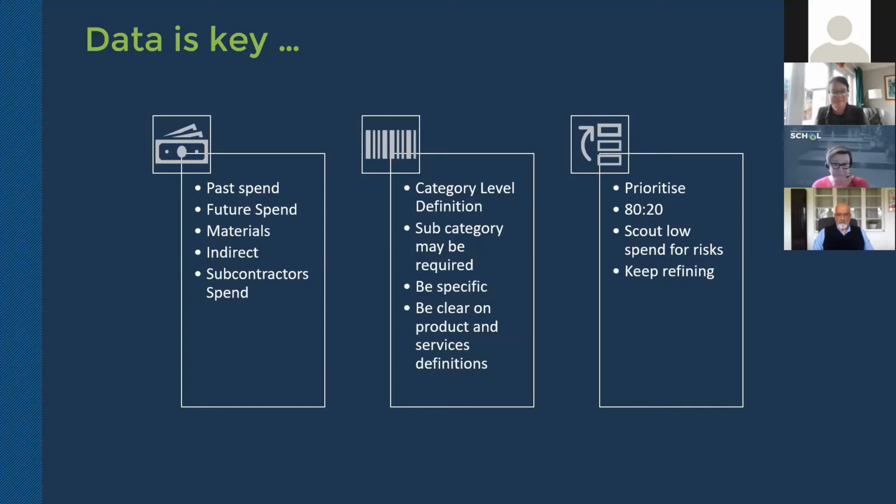So be specific, be really clear on the difference between products and services when you're putting that category together. Again, I've had experience working with clients where they've said, oh yeah, we've got catering or we've got piling. Some of it's piling equipment and piling materials. Some of it's a piling services contract. They are two very different types of risks. So again, thinking about not only the category, but whether it's a subcontract or whether it's a materials is really important.